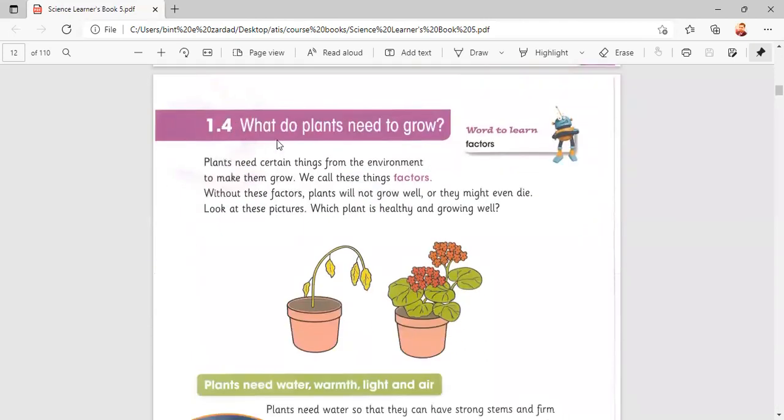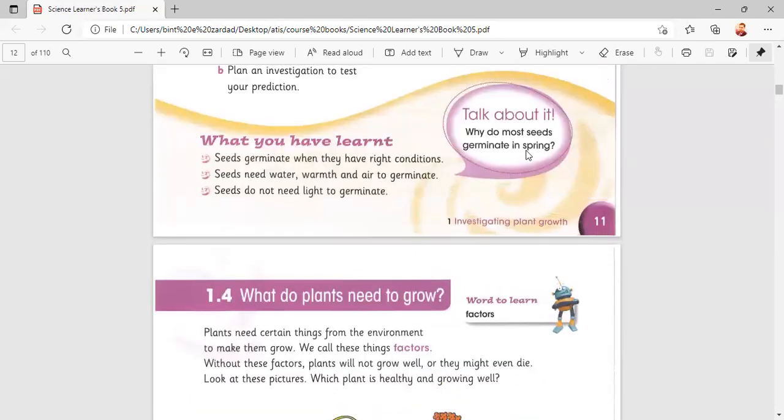Lesson 1.4: What do plants need to grow? So you can see here two plants. Are both healthy? Obviously not. This plant is healthy and this one is not. So plants need certain things from the environment. Until here it was about seed germination, about seeds. Now the topic of plants has started.